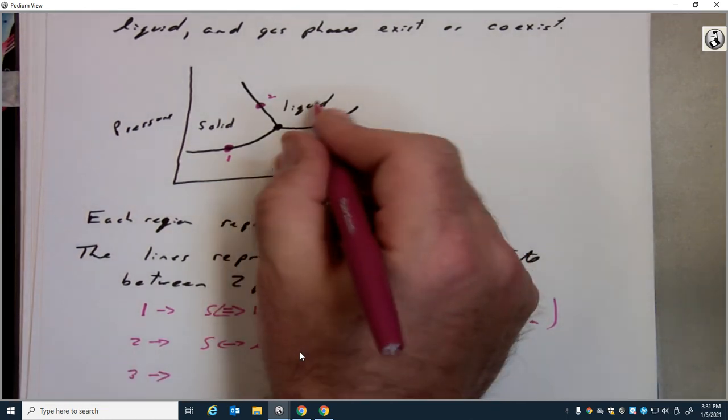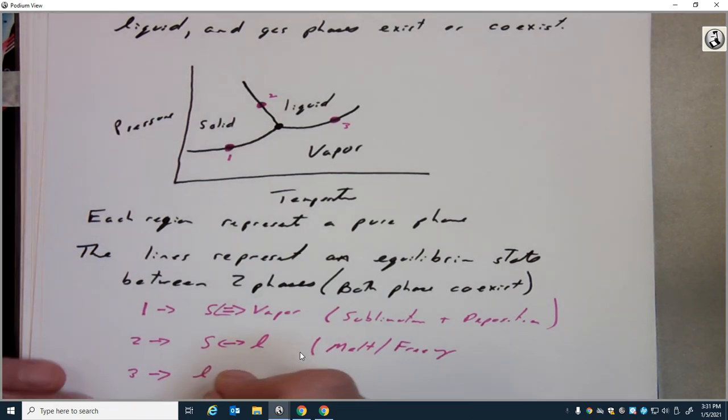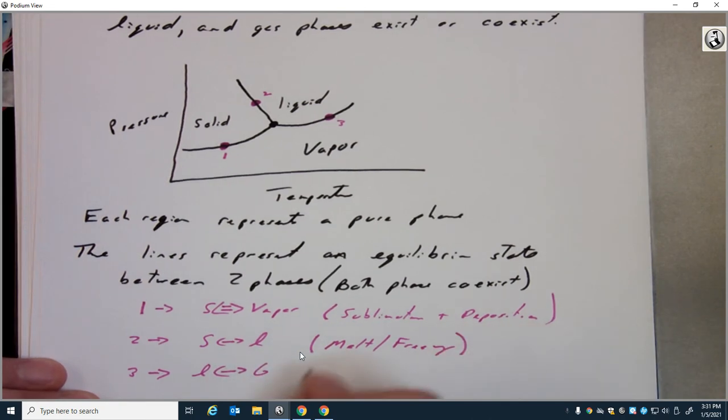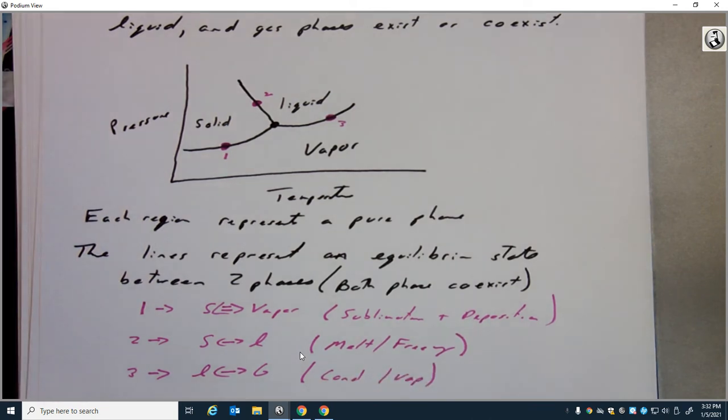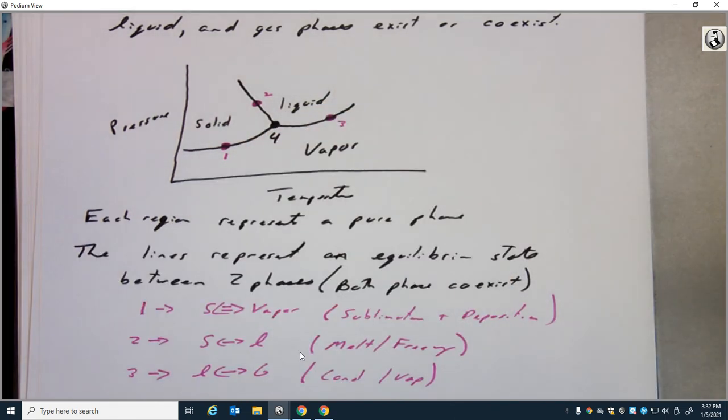Our third point is when we have liquid and vapor, liquid and gas. So this is our equilibrium of condensation and vaporization. Now, we got a couple other important points here. This is one of them right here, and let's label that one number 4.